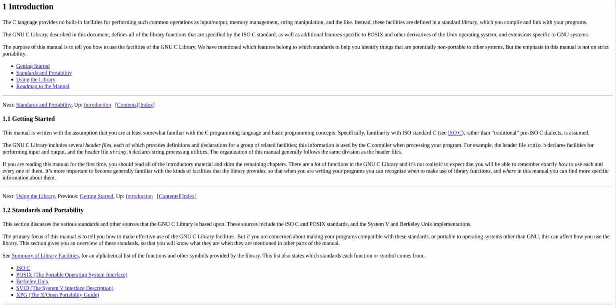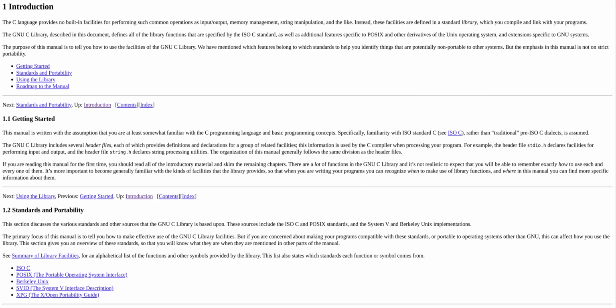The GNU C library, described in this document, defines all of the library functions that are specified by the ISO C standard, as well as additional features specific to POSIX and other derivatives of the Unix operating system, and extensions specific to GNU systems. The purpose of this manual is to tell you how to use the facilities of the GNU C library. We have mentioned which features belong to which standards to help you identify things that are potentially non-portable to other systems. But the emphasis in this manual is not on strict portability.